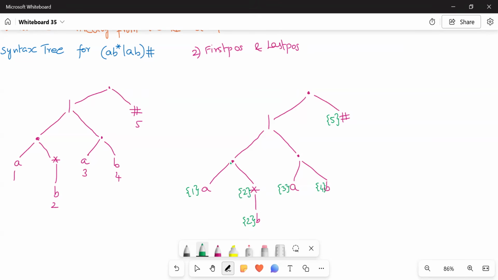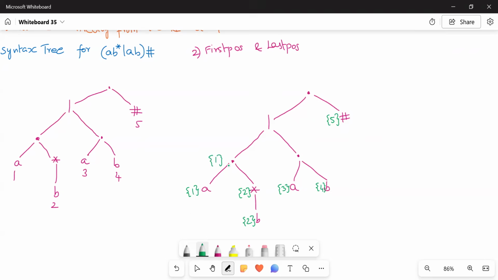Then this cat node. If we want to find first position for the cat node, we need to check whether nullable of C1 is true or not. Since nullable of C1 is false, because a leaf labeled with any symbol is not nullable, we need to mark only one. The first position of n will be the first position of C1.